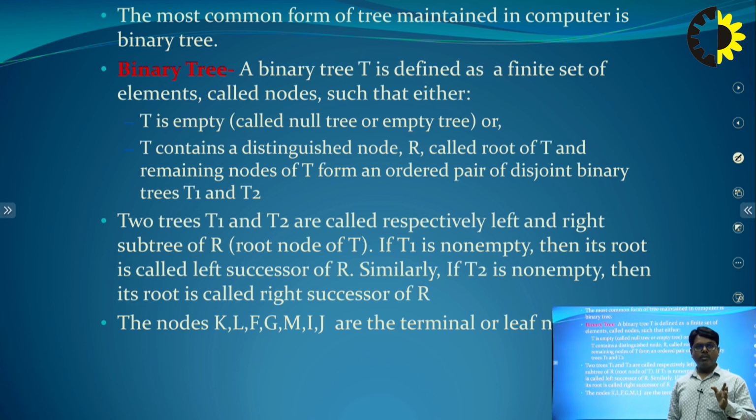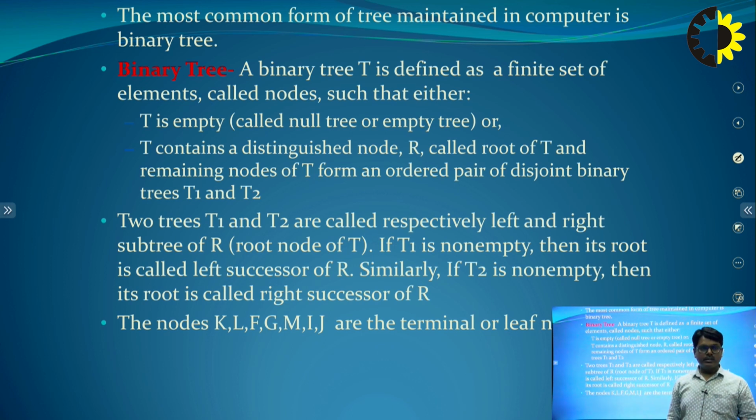The most common form of a tree maintained in a computer is a binary tree. This is the importance of a binary tree, and why the binary tree is considered here: because binary, as the name represents, means 2, represented with a 0 or 1. So in each tree, at most 2 elements or 2 nodes will be there. Now we will come to know how a binary tree is defined.